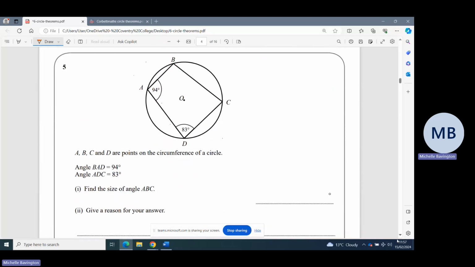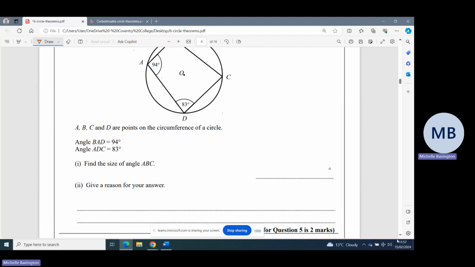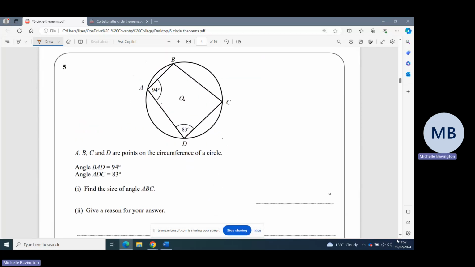Right. Number 5. I can see a cyclic quadrilateral. So a cyclic means touching random sides. So that will be 83. That will be 83. They're not equal. It adds up to 180. So that will be.